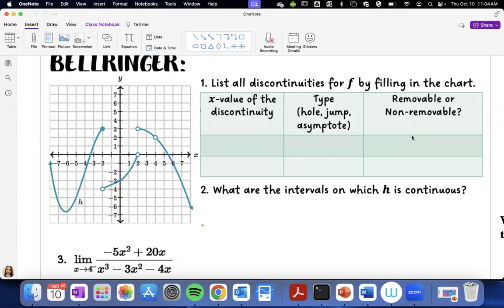What these are. X value of the discontinuity. I'm going to give you x equals -2. You tell me: hole, jump, or asymptote. Jump, right? That's a jump. And removable or not?